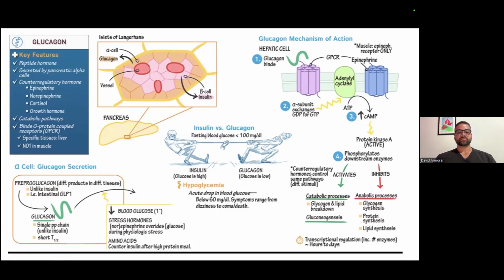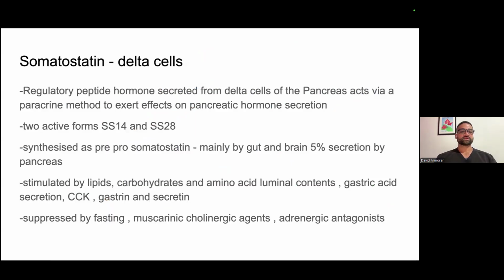It's a nice diagram which highlights all the effects of glucagon. Moving on to the delta cells now, the somatostatin. So it's a regulatory peptide hormone which is secreted from the delta cells of the pancreas. And it acts via a paracrine method to exert its effects on the pancreatic hormone secretion.